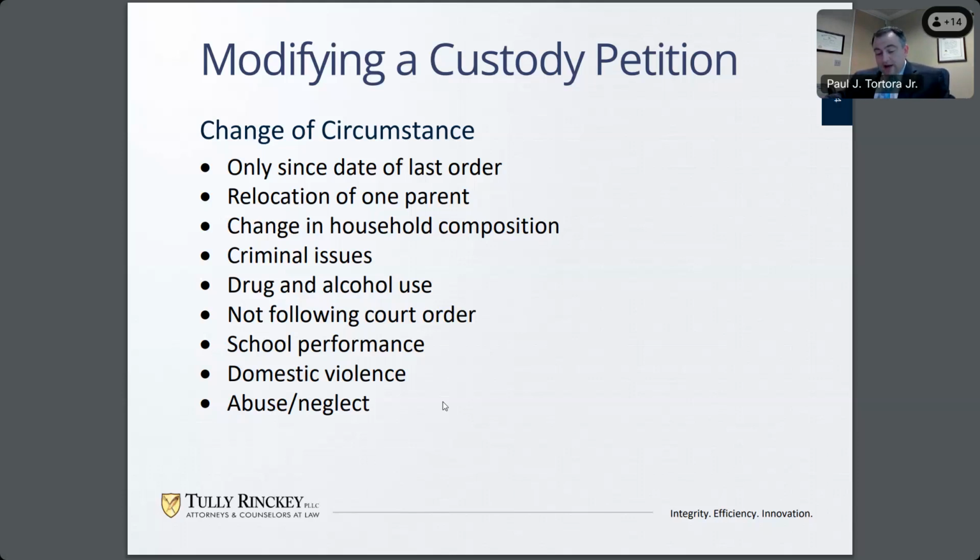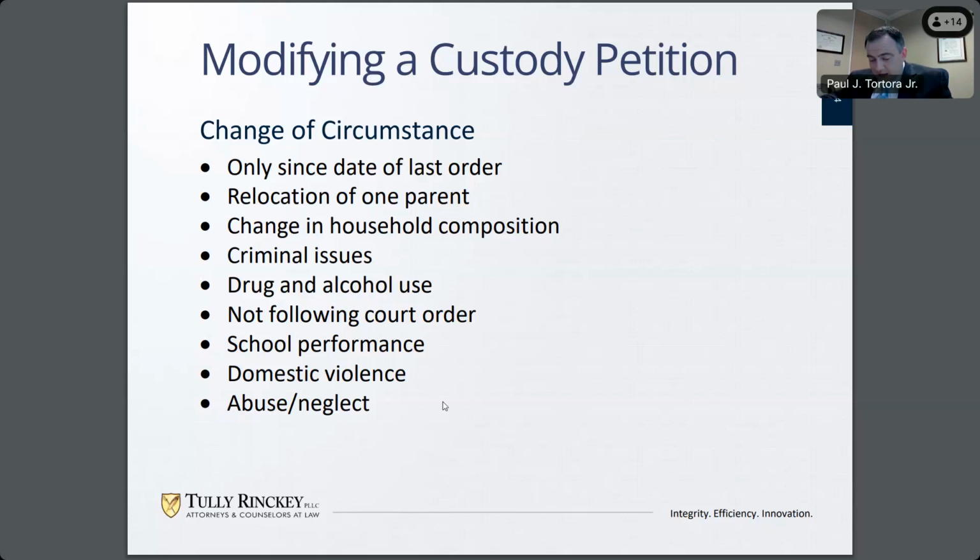Along those same lines, if there's become a complete inability to co-parent, it has to be more than just a disagreement or dislike between the parties. If the relationship has broken down to the point where they can no longer effectively even speak without yelling at each other or agree on anything, or somebody's just making unilateral decisions, that can be another thing that could be considered.